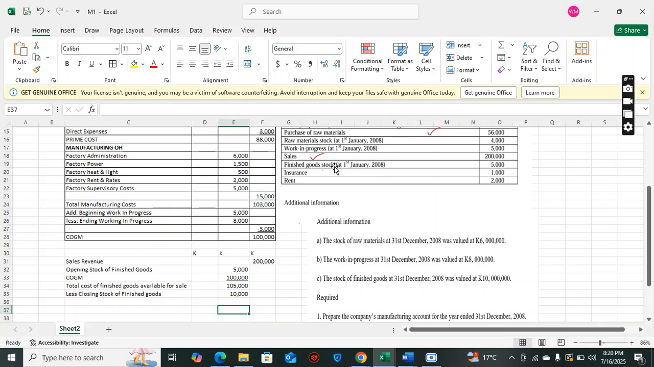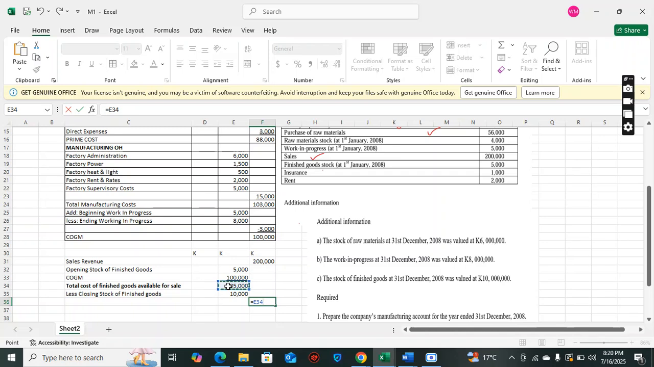PF. Finished goods at 1st January 2008. Okay, so to get the cost of goods sold, the total cost of finished goods available for sale minus the closing stock of finished goods, meaning these are the finished goods we were left with at the end of the year. So the cost of goods sold, COGS, cost of goods sold, 95,000.